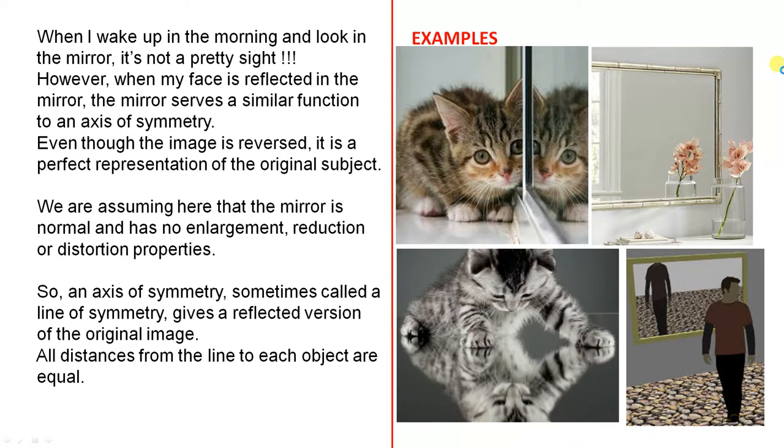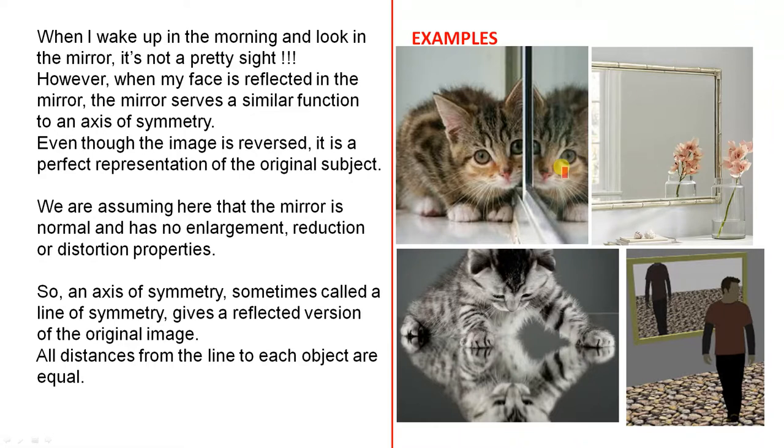So, an axis of symmetry, sometimes called a line of symmetry, gives a reflected version of the original image. All distances from the line to each object are equal. That is, distances from the mirror, or from the line of symmetry, or axis of symmetry.